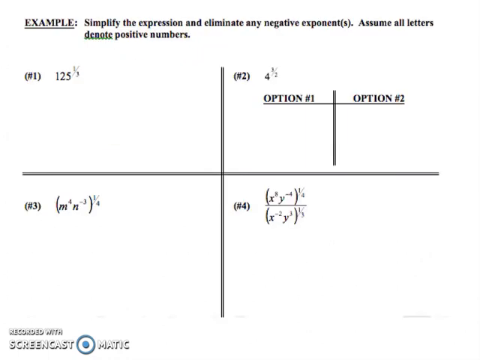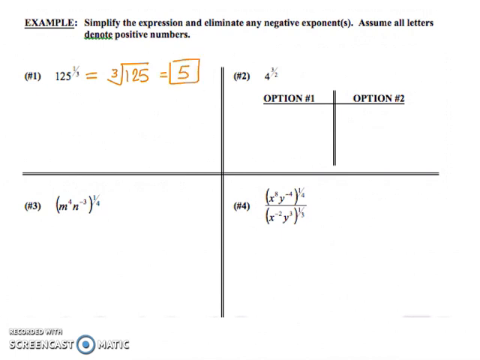Now for our examples, we're supposed to simplify the expression and eliminate any negative exponents, assuming all letters denote positive numbers. Basically that's just so that we're keeping things real here. So 125 to the 1/3 power, if we change that to radical form, remember the exponent is 1 and the root is 3. So this is really the cube root of 125 to the first power, or just the cube root of 125, which we know is 5.